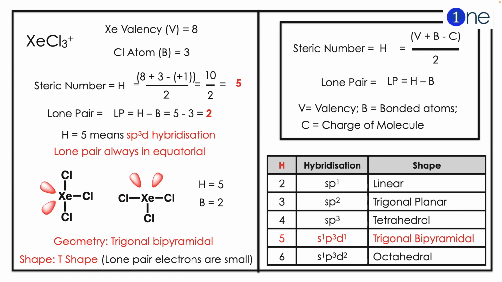Here the lone pair always comes equatorial. It is a formula, you should memorize it. Trigonal bipyramidal with 2 lone pairs means you have a T shape there, because the lone pairs we don't count, since the size is very small. The concept you have to learn here is that lone pairs always come in the equatorial position.